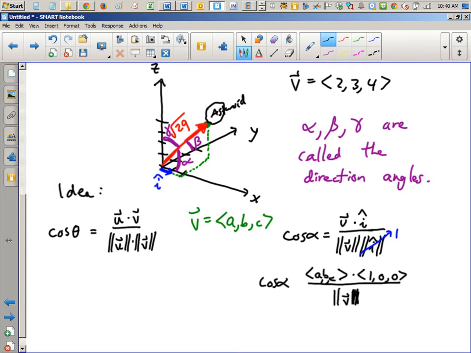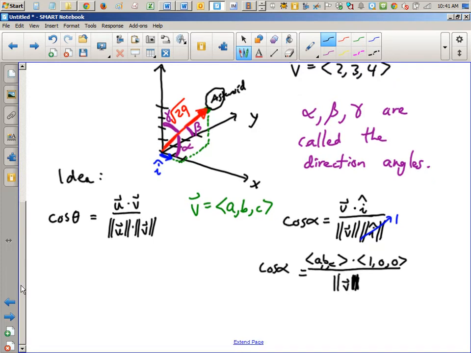What are you going to get if you take ABC and you dot it with 1, 0, 0? A. Yeah, because you're going to get A times 1 and B times 0 and C times 0, so you're going to add them all up. A plus 0 plus 0. So this is just going to give us A over magnitude of V. Okay, so here is our first formula of the day. The first directional angle can be found by using this formula.